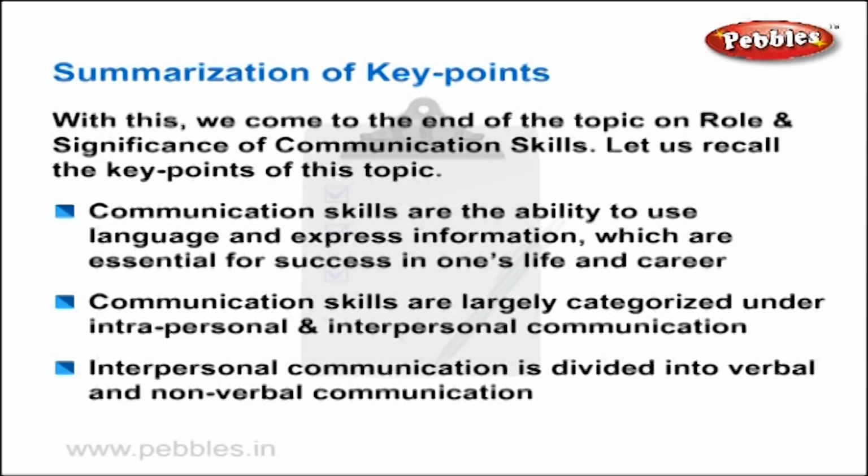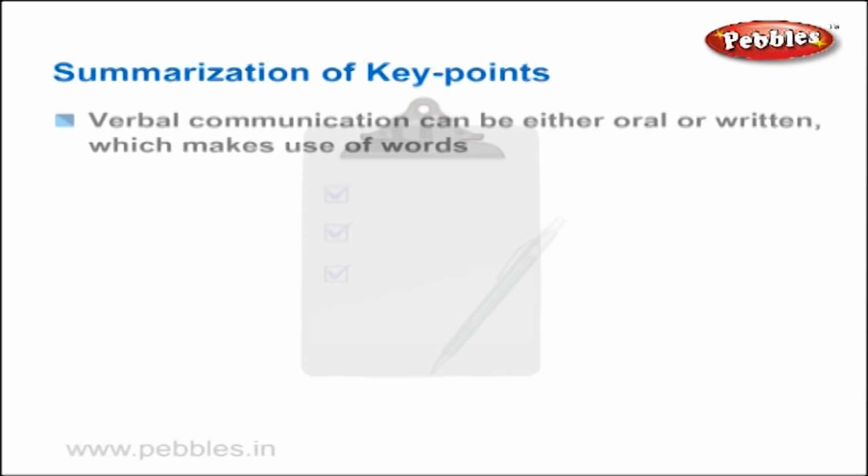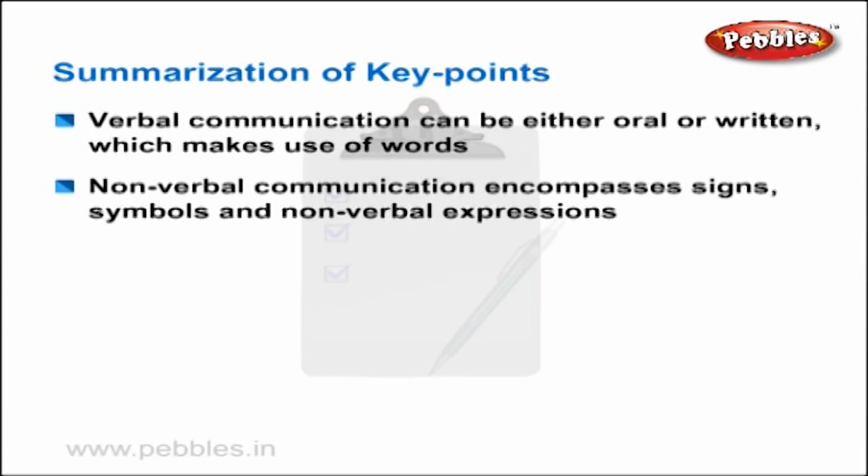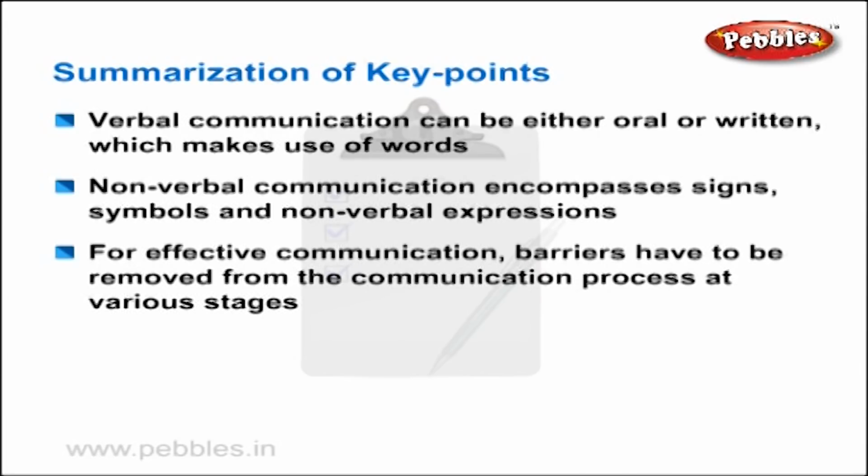Interpersonal communication is divided into verbal and nonverbal communication. Verbal communication can be either oral or written, which makes use of words. Nonverbal communication encompasses signs, symbols, and nonverbal expressions. For effective communication, barriers have to be removed from the communication process at various stages.